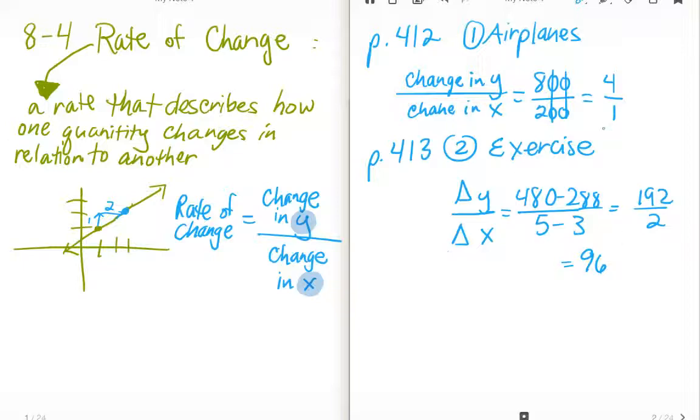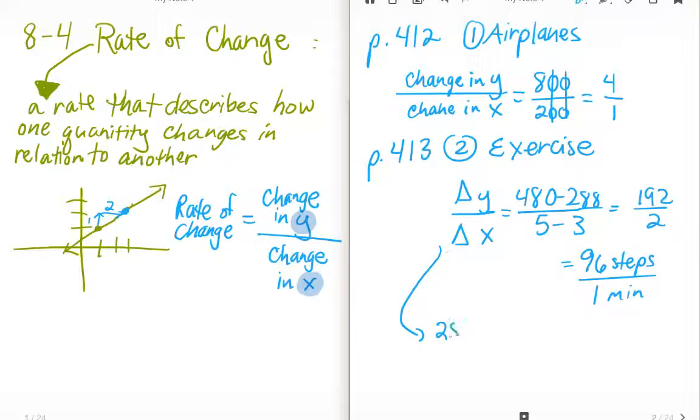Now let's label these because this is tied to a word problem. 96 what? What are those? What are the Y's? Steps. Steps over 1 minute. Do you guys see where those labelings come from? So it's labeling a rate.